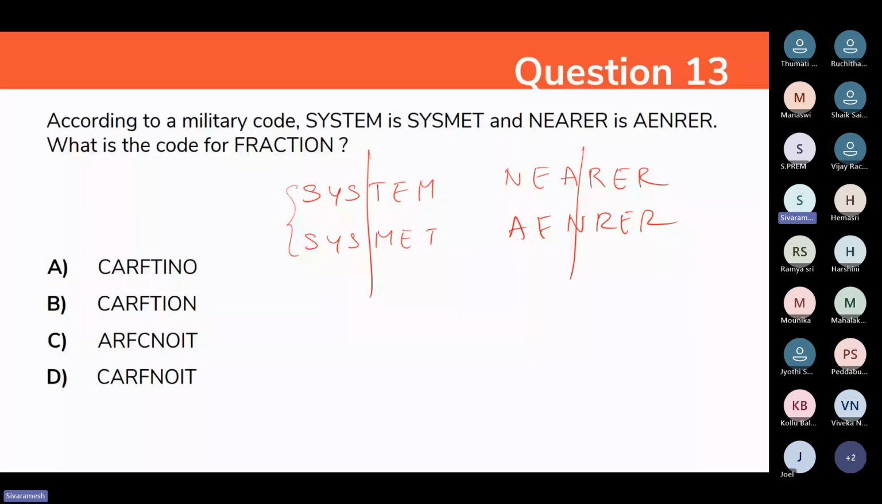Here the actual logic is you have to divide the word into two halves and reverse both halves. Here CARF and NOIT. This is the actual logic: two halves should get reversed. So obviously the answer will be option D. Yes, whatever you posted is exactly correct.